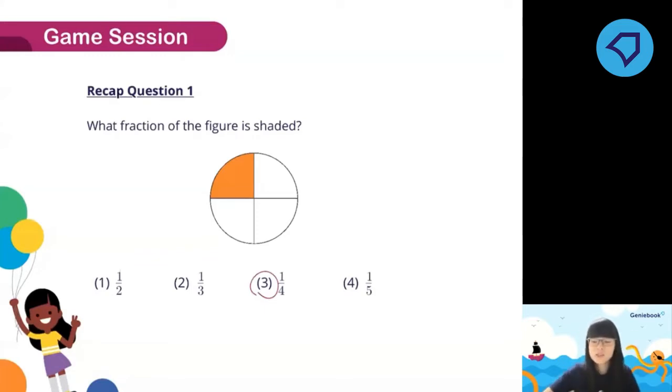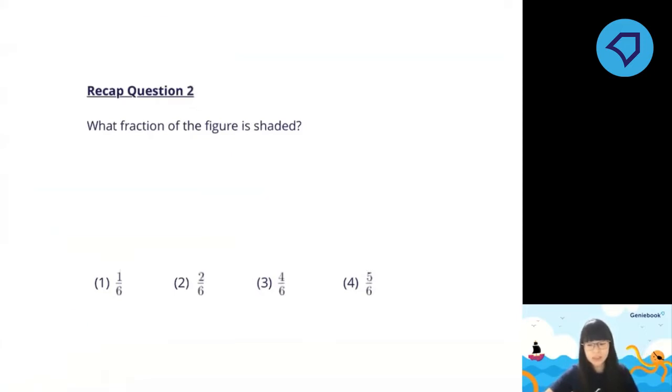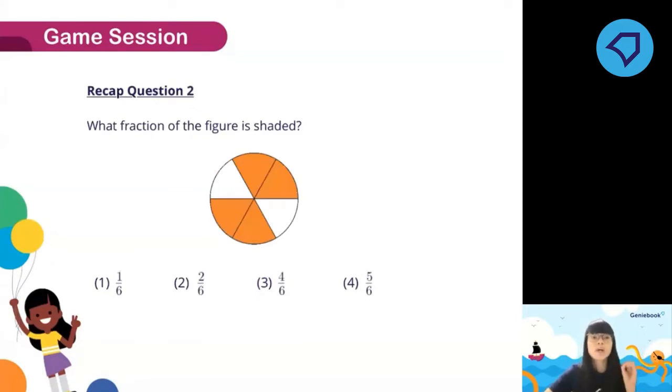Okay, all right, so let's try another one, just to make sure you are very, very sure. What fraction of the figure is shaded? 30 seconds. Options launching in 3, 2, 1. Let's go. Count properly, okay, count properly. What fraction of the figure is shaded? Excellent job. Easy question, right? Easy question.